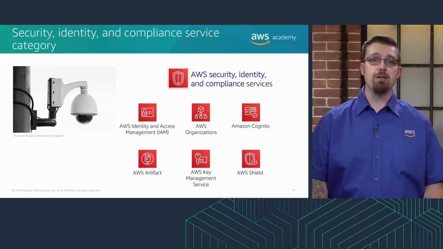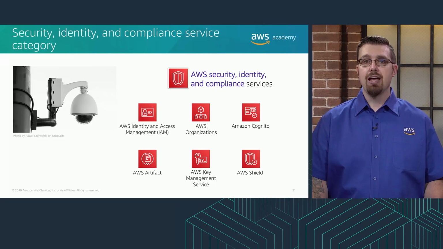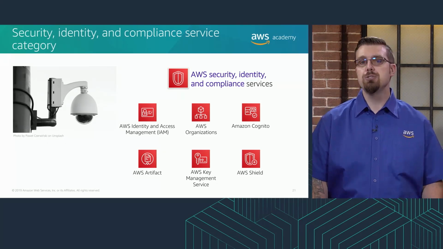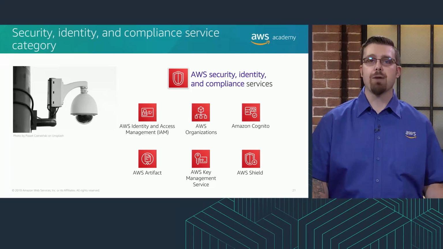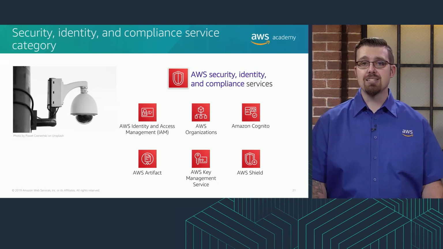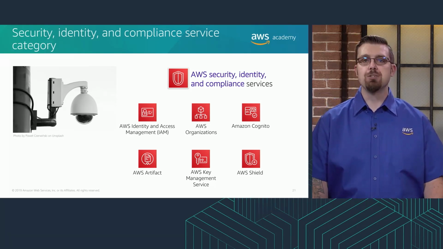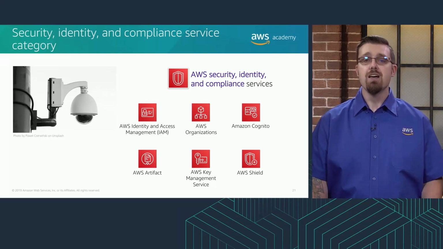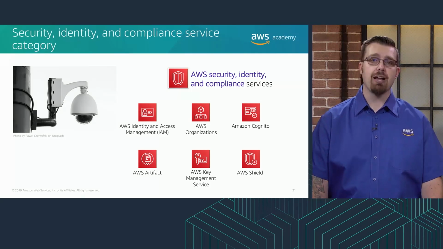Additionally, the AWS Key Management Service, also known as AWS KMS, enables you to create and manage encryption keys. You can use AWS KMS to control the use of encryption across a wide range of AWS services in your applications. Lastly, we have AWS Shield, which is a managed distributed denial of service protection service that safeguards applications running on AWS.